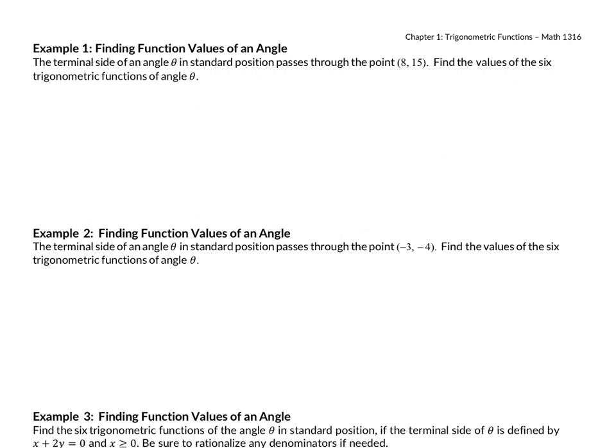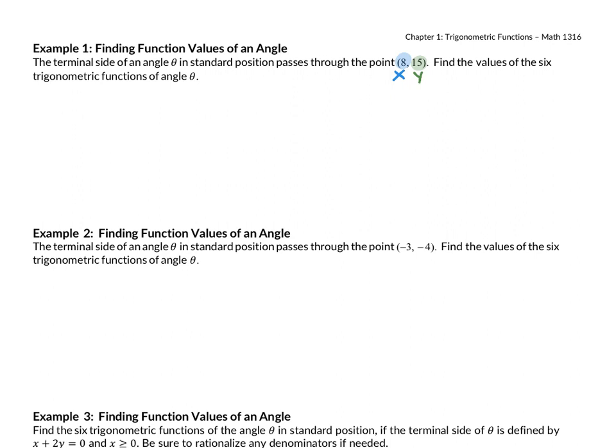So, for example, in example 1, it says the terminal side of angle theta in standard position passes through the point (8, 15). That is an x value of 8 and a y value of 15. So this is y, this is x. We want to find the values of the 6 different trigonometric functions for the angle theta.